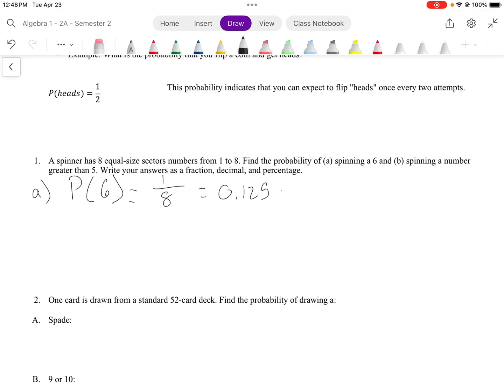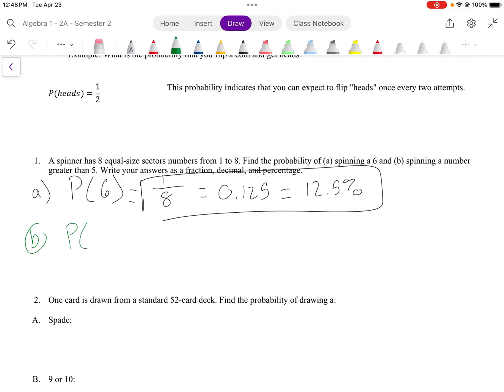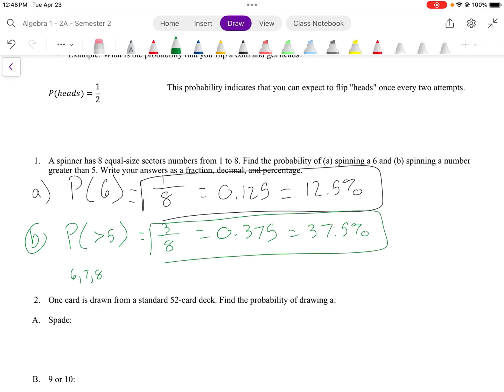As a decimal would be 0.125. And as a percentage would be 12.5%. Because when we change from a decimal to a percent, we just multiply by 100. Now, if I'm looking for the probability of getting greater than a 5, those numbers would be 6, 7, and 8. There are 3 ways to win out of 8 ways to get a result. 3/8 is 0.375, which is 37.5%.